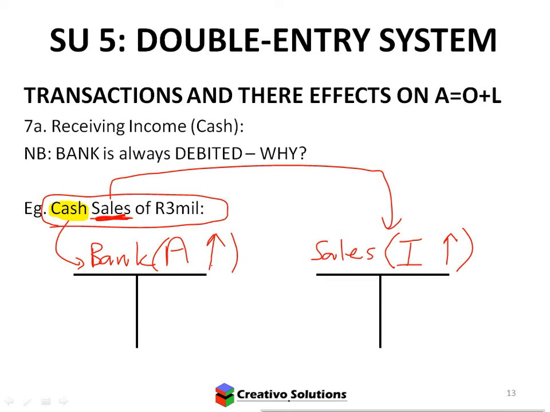Alright, so bank is an asset. The asset is increasing, so I'm going to show plus 3 million here. Do you agree? Sales is an income. On your rules, where does the income increase? On the credit side. Credit plus 3 million. That's how you get the debit and credit.